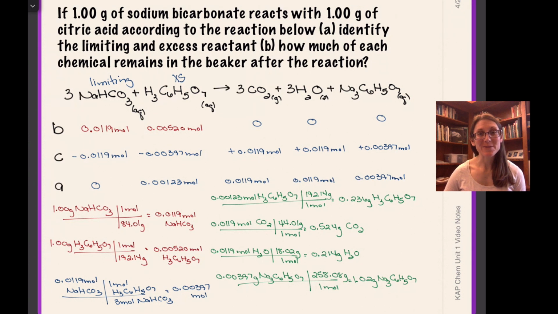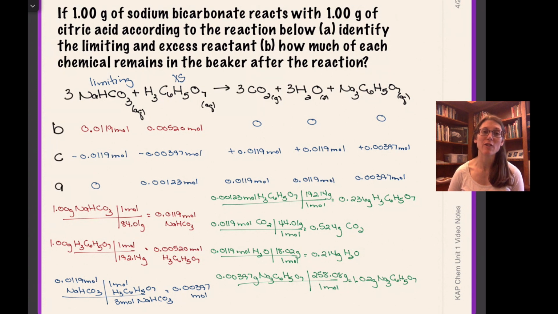Okay, so I just did 4 conversion problems. It turns out that when this reaction is done, you have 0.236 grams of the citric acid remaining. You've made 0.524 grams of carbon dioxide, 0.214 grams of water, and 1.02 grams of sodium citrate. It is worth pointing out that we began with 2 grams of starting materials, and if you add up all of these masses, you've ended with 2 grams of products.